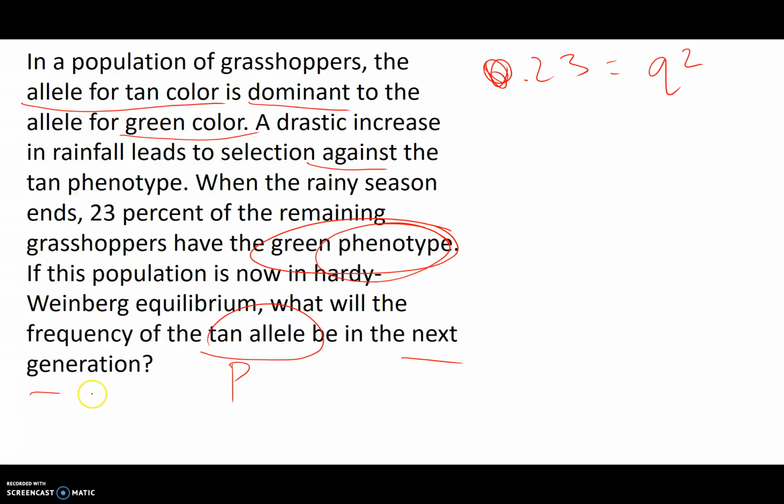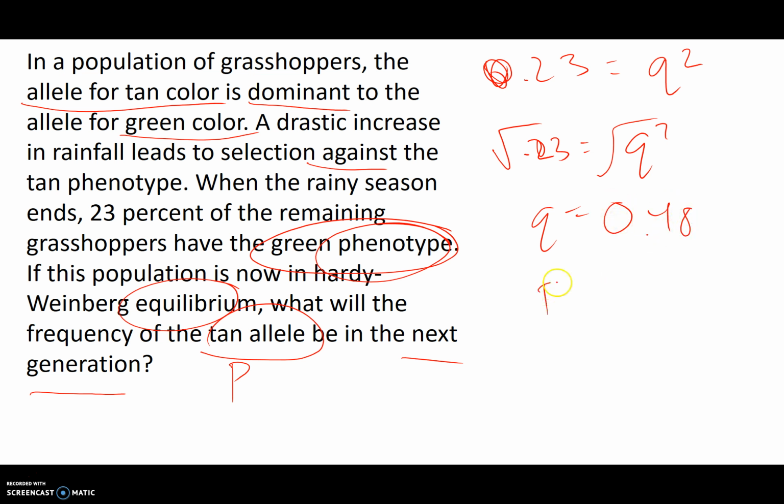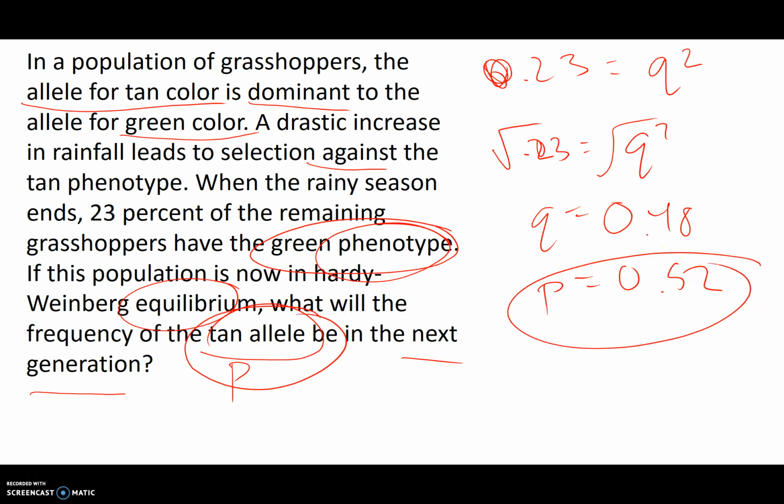And in the next generation, if it's in equilibrium, it means it's not evolving. So whatever it is now, it's going to be next year. So we need to take our square root of 0.23, the square root of Q squared, and we'll get our Q, which is equal to 0.48. So our P is equal to 0.52. And it's asking for the tan allele, so the answer is that.